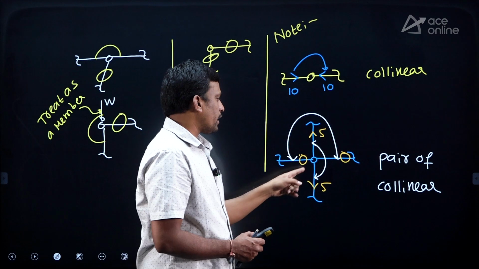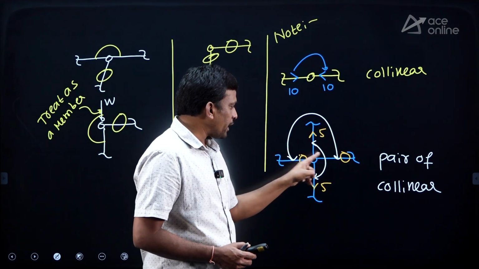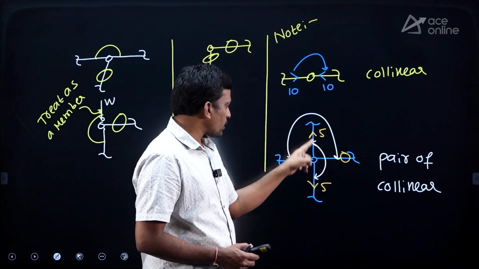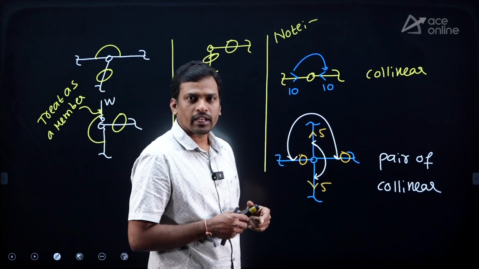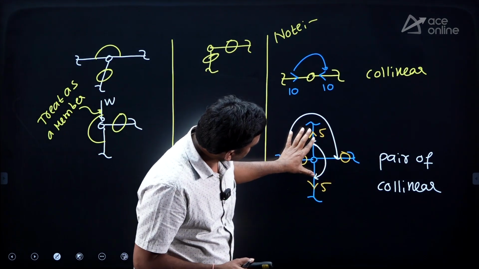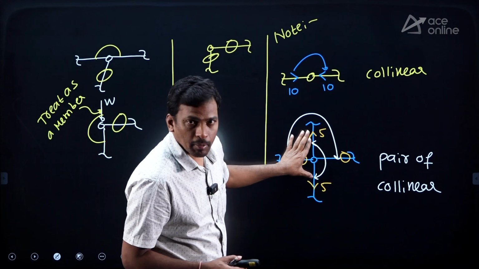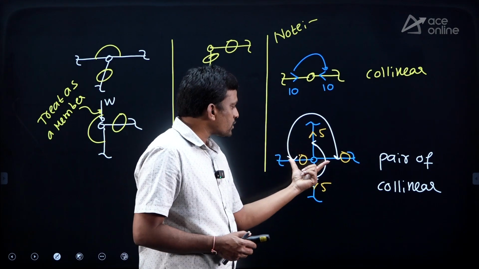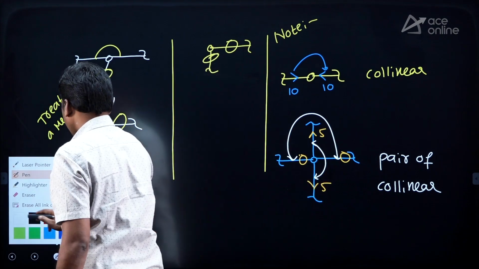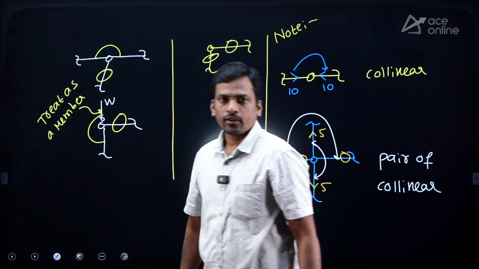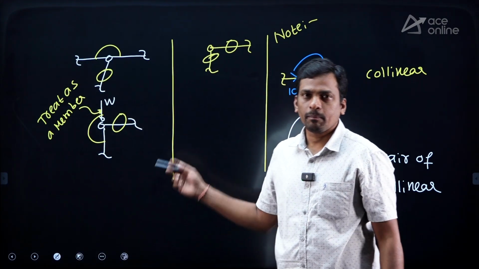Then here the number of members meeting is 4. These two are on the same line, these two are on the same line. This is nothing but a pair of collinear members. Then the force in these two members is always the same but in opposite direction, and the force in these other two members is always the same but in opposite direction.